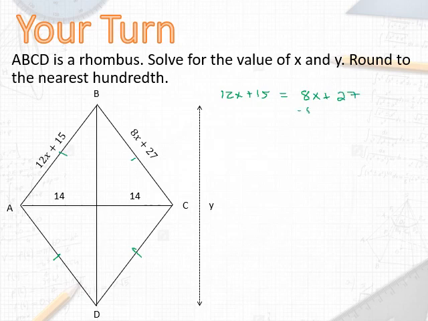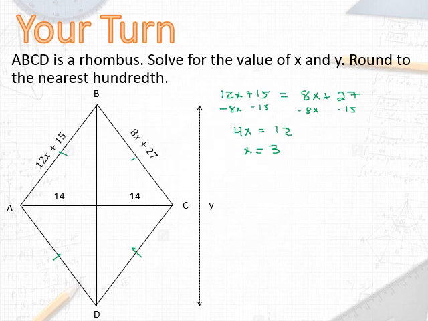Subtract 8x from both sides and subtract 15 from both sides. So 12x minus 8x is 4x, and then 27 minus 15 is 12. Do our division, x is 3. All right, so that was a nice easy one. X is 3. This is a perfect kind of question that you could have on your poster as well.